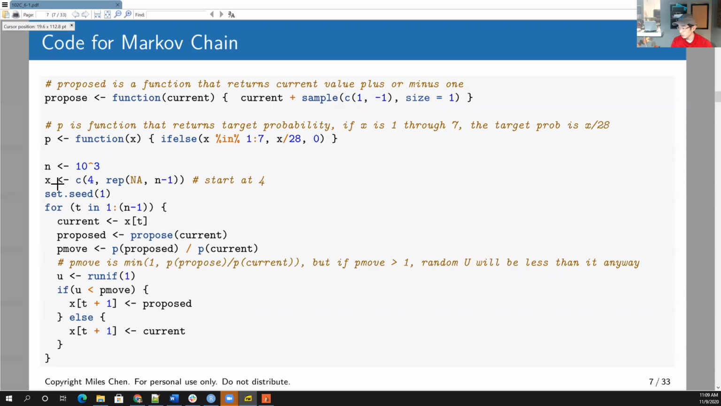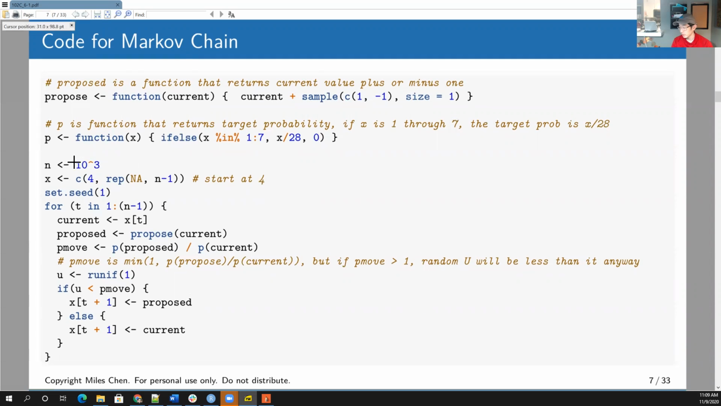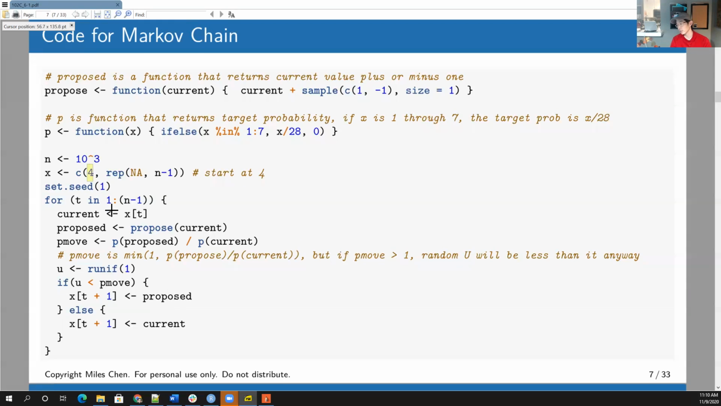All right, so our chain, I'm going to just run 1,000 iterations, 10 to the 3, of our chain. And I'm going to start the chain at location 4. That's just an arbitrary starting location. If we wanted to start the chain somewhere else, say location 1 or location 7, we could do that. It doesn't matter. And this is what each iteration looks like. At each iteration, I'm going to take my current location x at time t. So I'm running this loop from t equals 1 to 999.